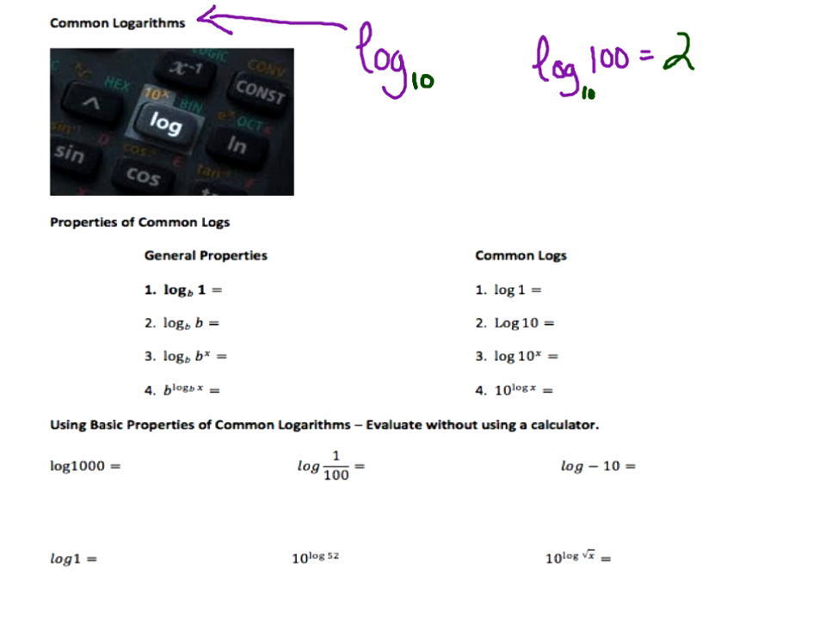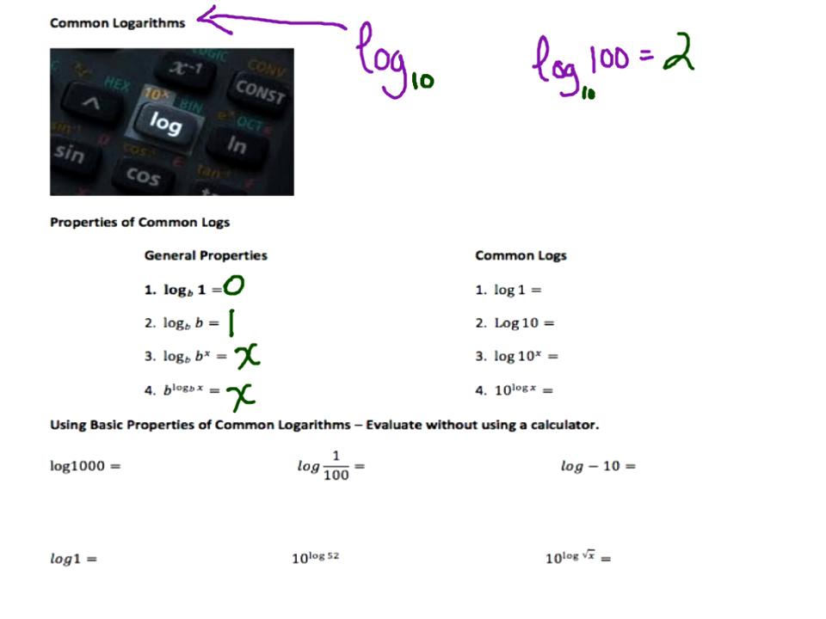So let me just remind you of your general properties that we just went over. Log base b of 1, well, b raised to the 0 power is 1. Log base b of b raised to the first power is b. Log base b of b to the x is x, because b raised to the x power is b raised to the x power. b raised to log base b of x is also just x. So these are our general properties.